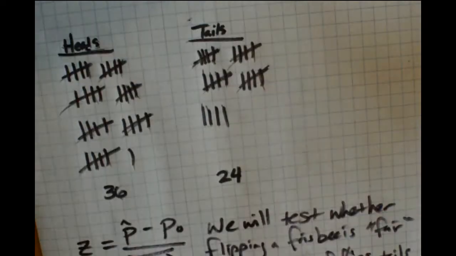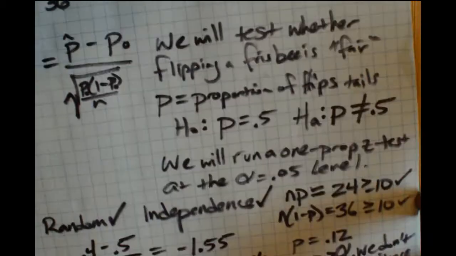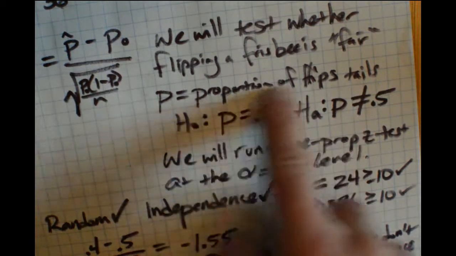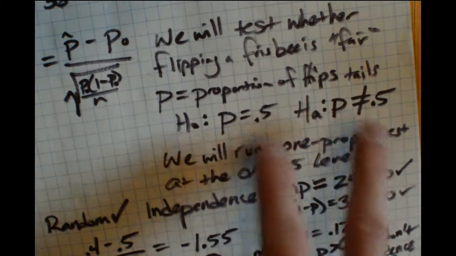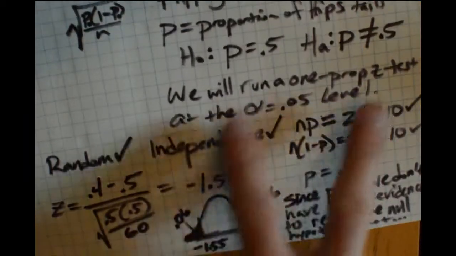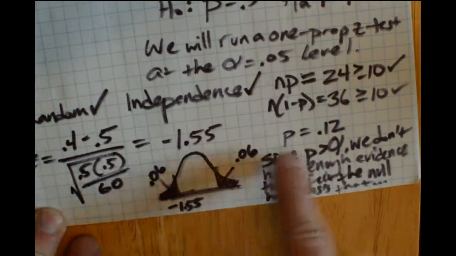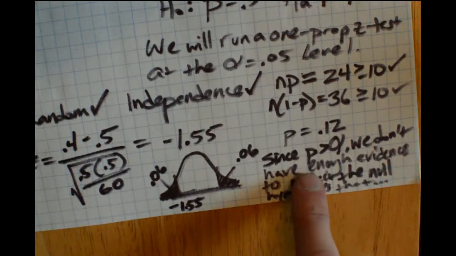You start out by collecting your data to answer some kind of question of interest. Then you go ahead and say what that question of interest is, state your parameter, state your null and alternate hypothesis, say what you're going to do, show that all the conditions are met, calculate that test statistic, and then interpret what that p-value is.